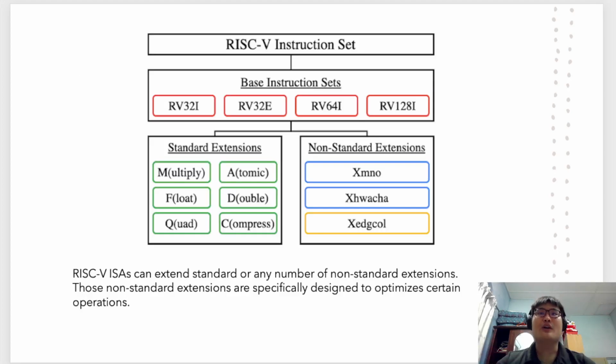Now we look into the overview of a RISC-V instruction set, and that consists of a few base instruction sets with any number of standard or non-standard extensions, and those non-standard extensions are specifically designed to optimize certain operations like ANN in image recognition.